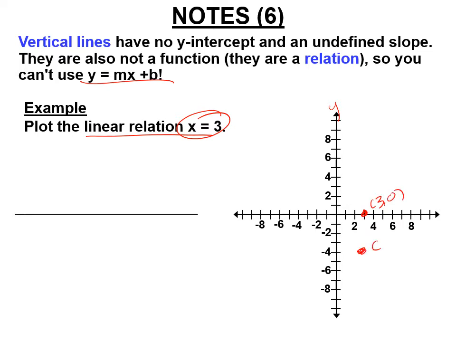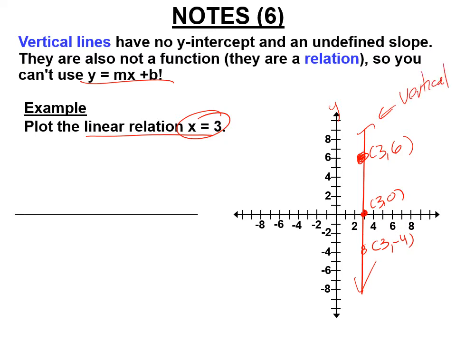Here's (3, -4). I've got to be a little neater, though. I'm just picking random points. Here's (3, 6). So what kind of line would always have an x coordinate of 3? Well, a vertical line. All right, so this is a vertical line.